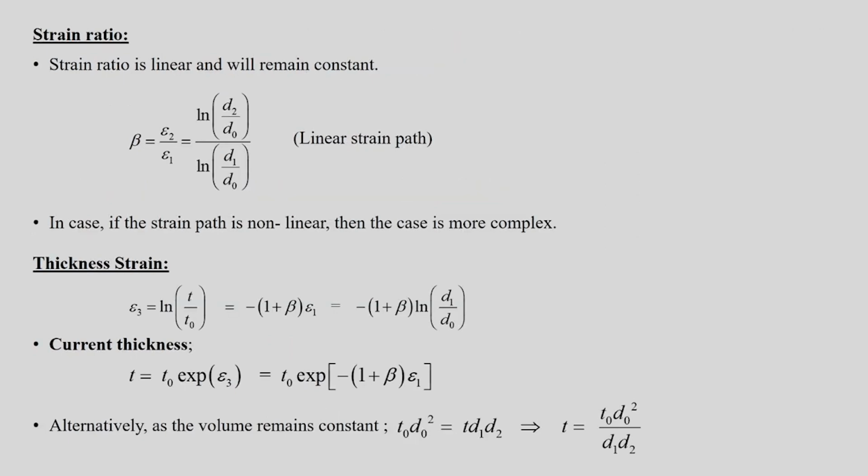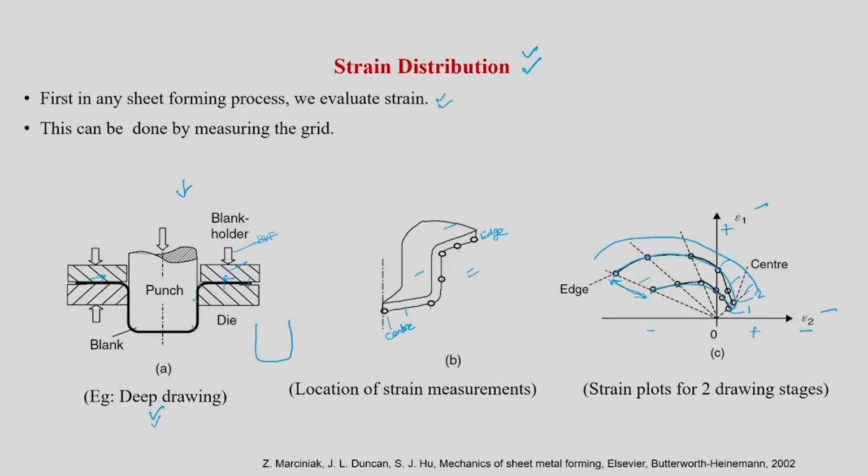So now if you know epsilon 1 and 2, then you can get beta. That is why we have 6 different locations, 6 different betas, 6 different strain ratios or strain paths. Beta is epsilon 2 by epsilon 1, that is ln of d2 by d naught divided by ln of d1 by d naught. And if beta is a constant, we call that a linear strain path. What do you mean by strain path? Strain path is nothing but the mode of deformation. So strain path means this is one strain path. Let us say you are going to pick up from 0.